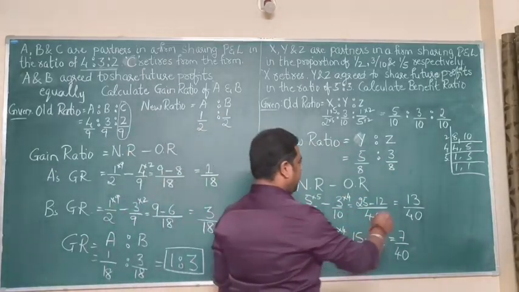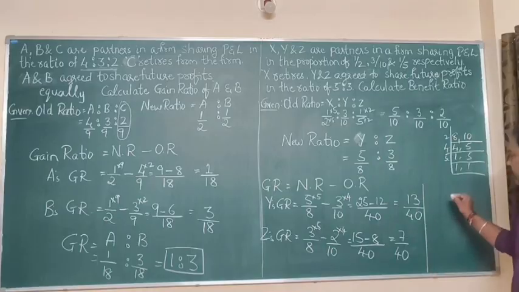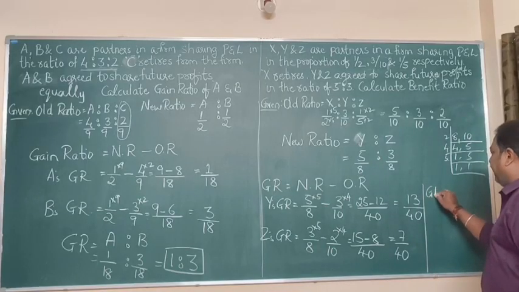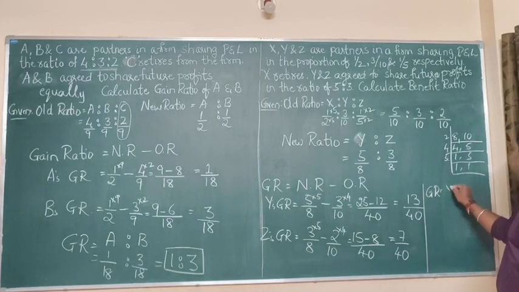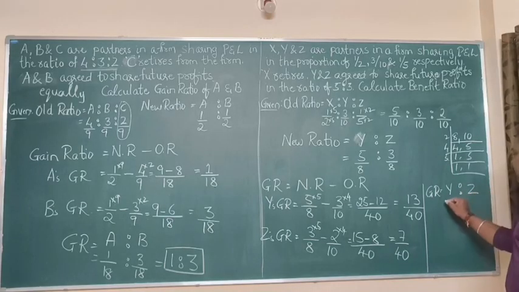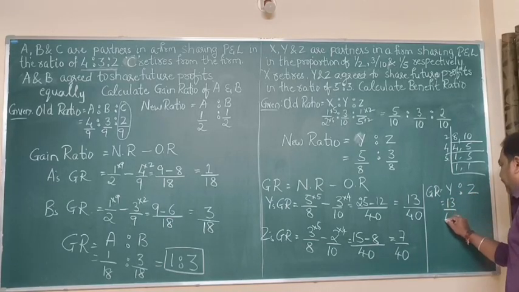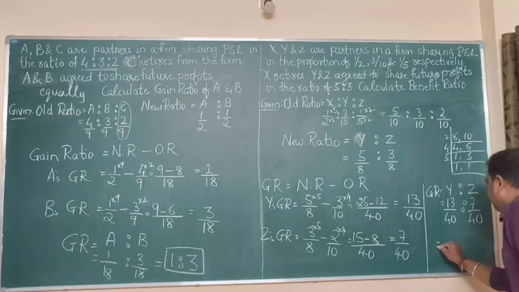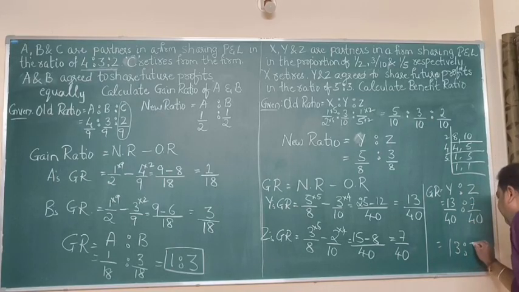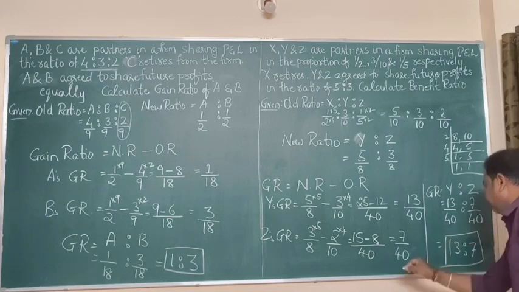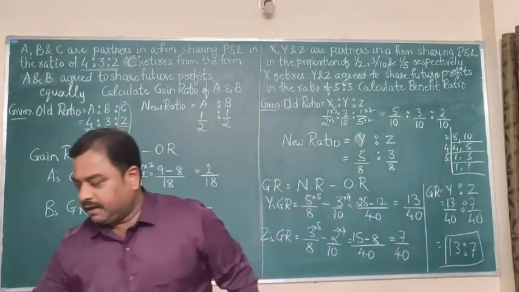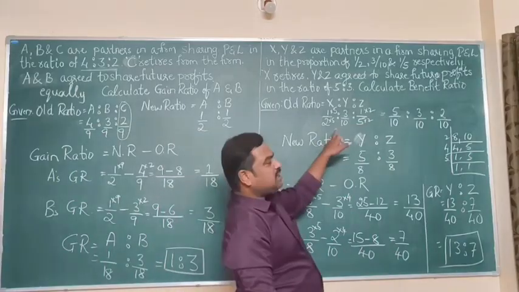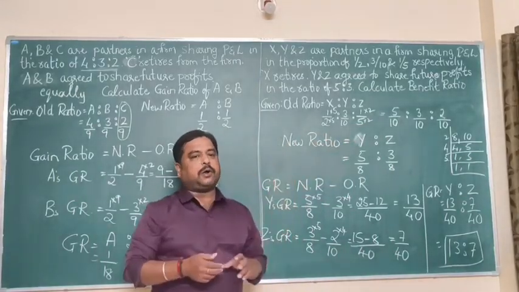I don't have the space here. Just I will continue here. So what will be the ultimate gain ratio now? Gain ratio is equal to Y is to Z, 13 by 40 is to 7 by 40. The final answer is 13 is to 7. Right? So, in the last problem, there was a slight change. So, I have selected this problem.